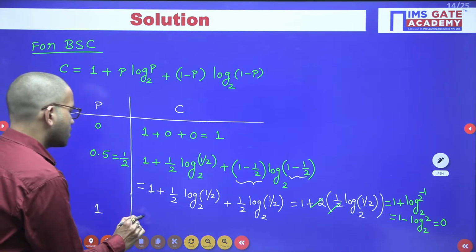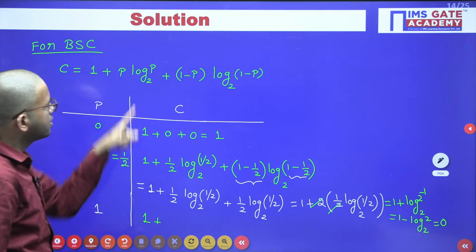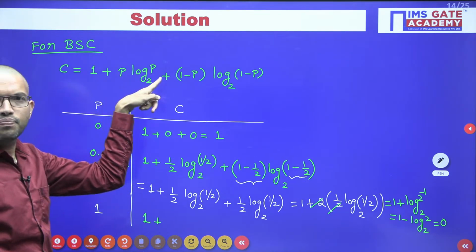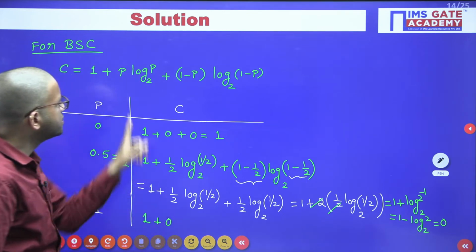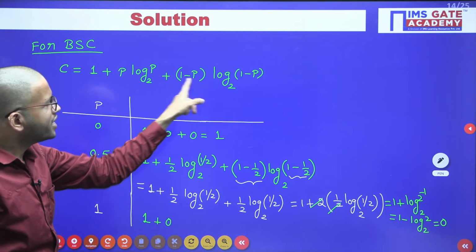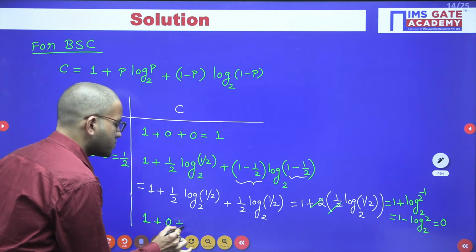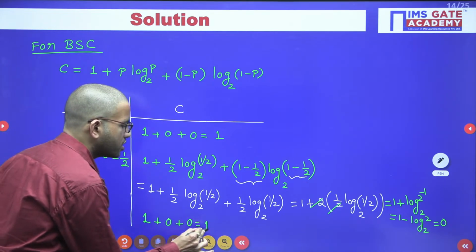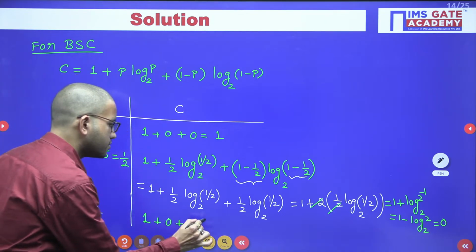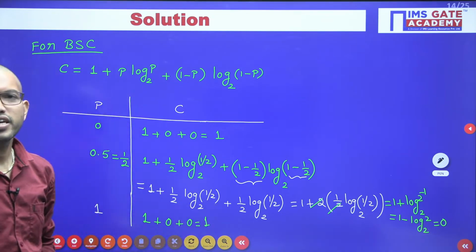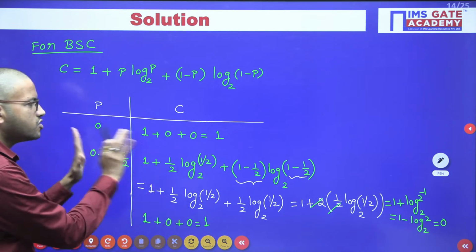1 I am keeping as it is. In place of P substitute 1. Log 1 is nothing but 0. Here 1 minus 1 is nothing but 0. So that means you are going to get 1. Okay, right. So what is your observation?